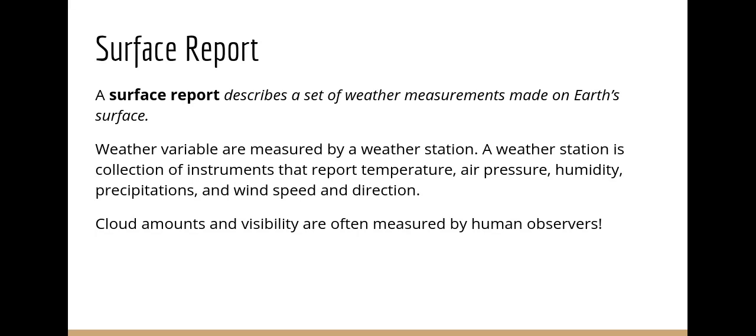So there's two different types of reports that I want us to talk about. And these are reports that are made to meteorologists so they can build their forecast for us. So a surface report is the first one, and it describes a set of weather measurements made on Earth's surface. Weather variables are measured by a weather station, and a weather station is a collection of instruments that report temperature, air pressure, humidity, precipitations, wind speed, and wind direction. Believe it or not, cloud amounts and visibility are often measured by human observers.